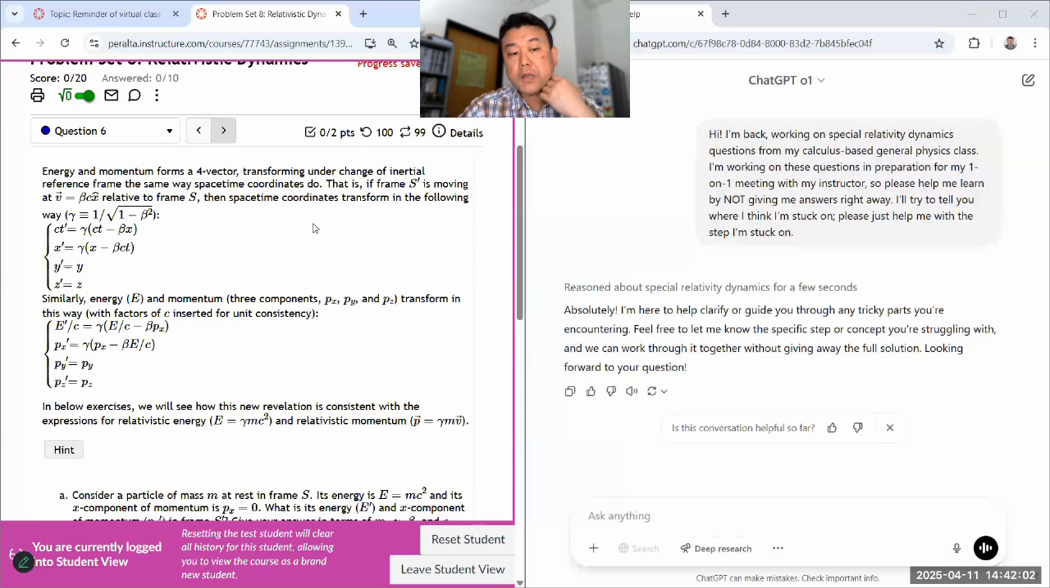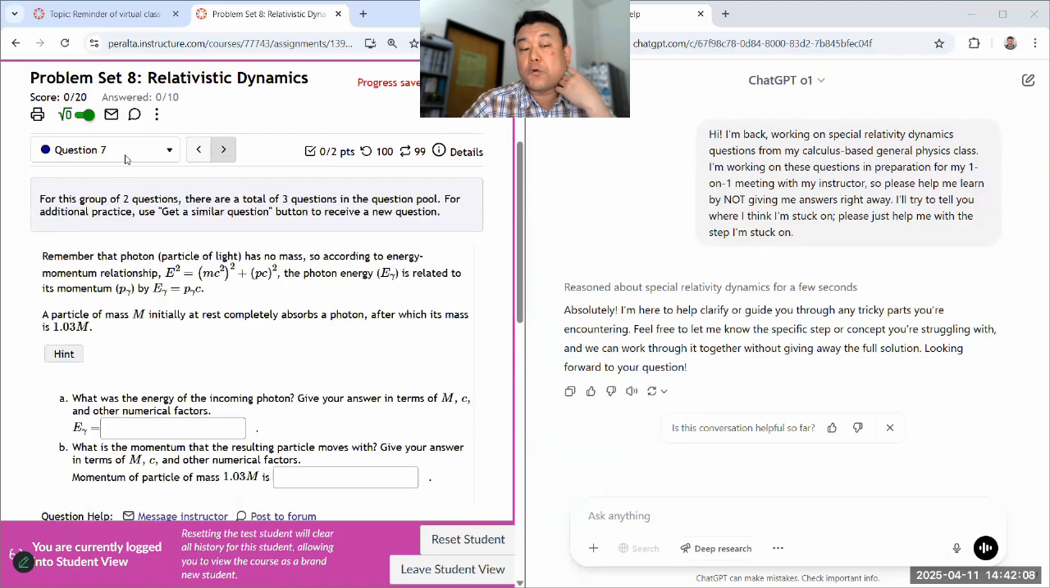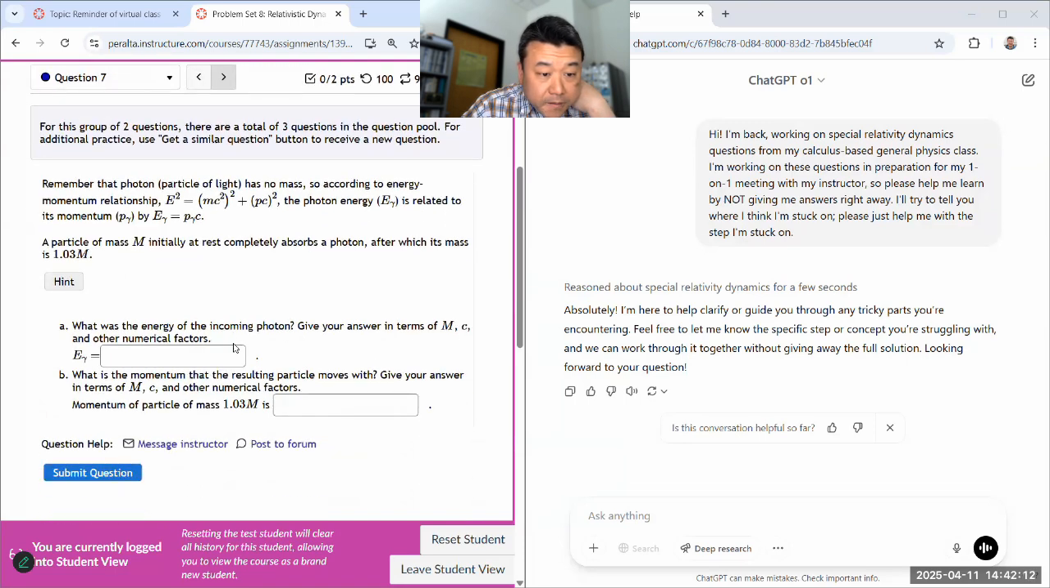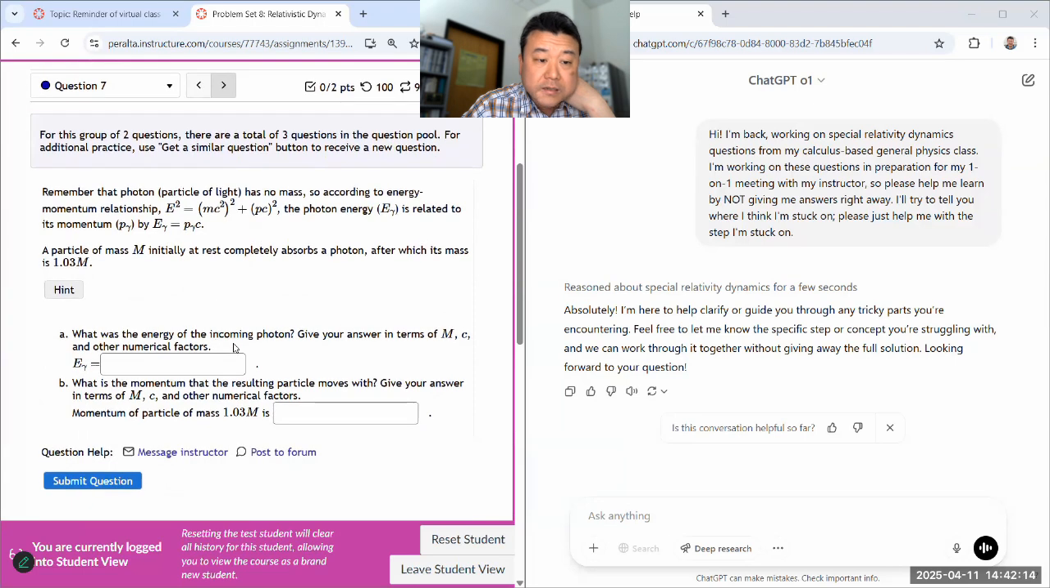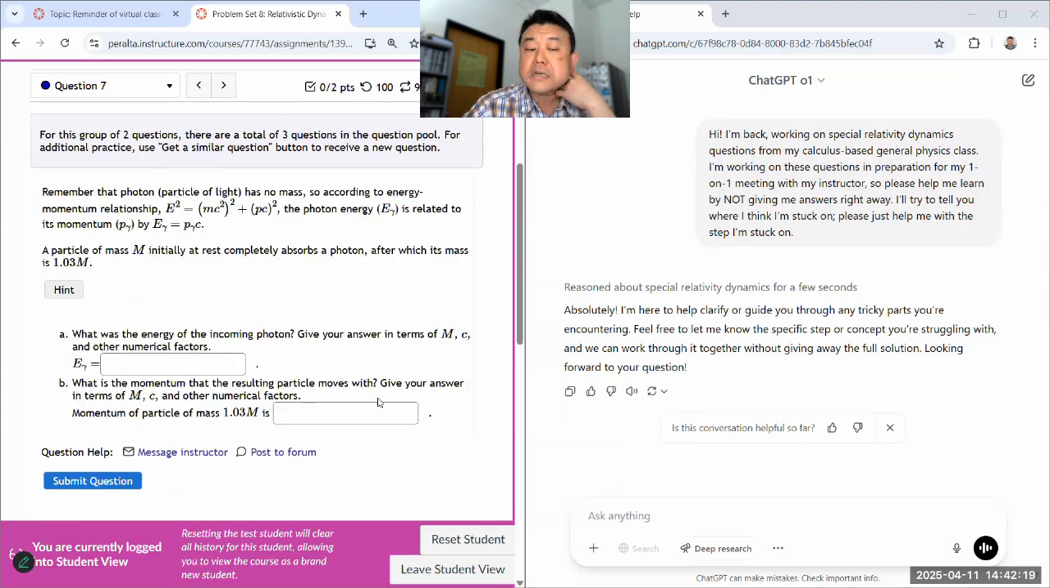And I do strongly recommend that you consider using 4-vector formalism for answering these last 4 questions in the problem set. Oh yeah, so this can actually be a pretty difficult question. And I think if I remember right, I borrowed this from another textbook, not ours.